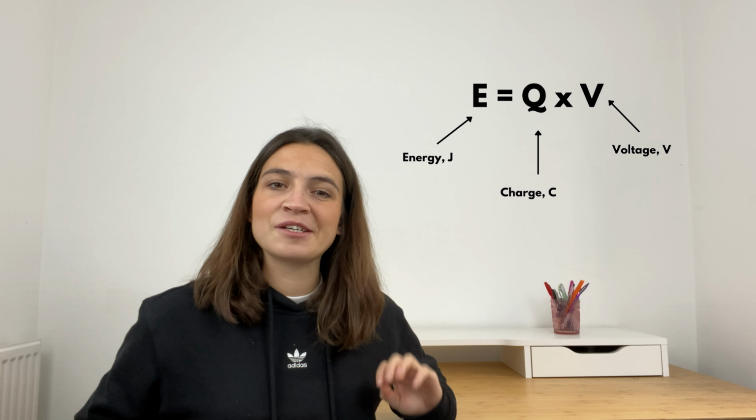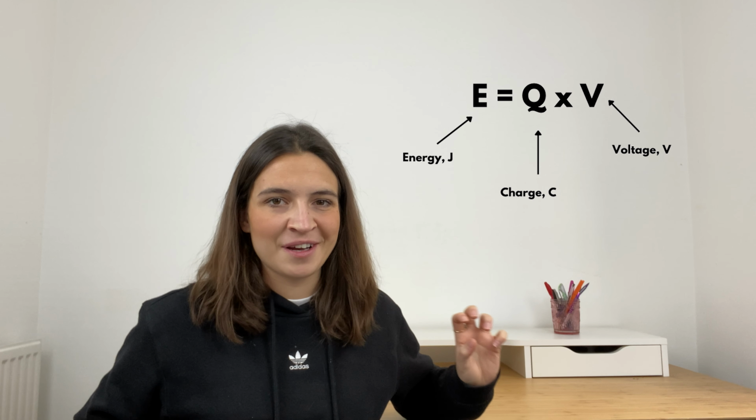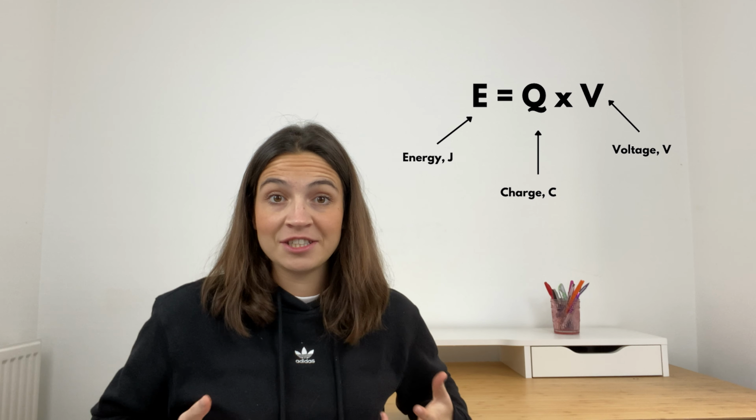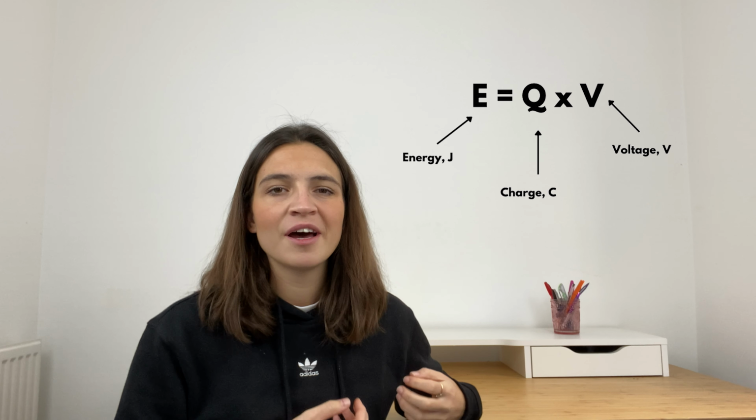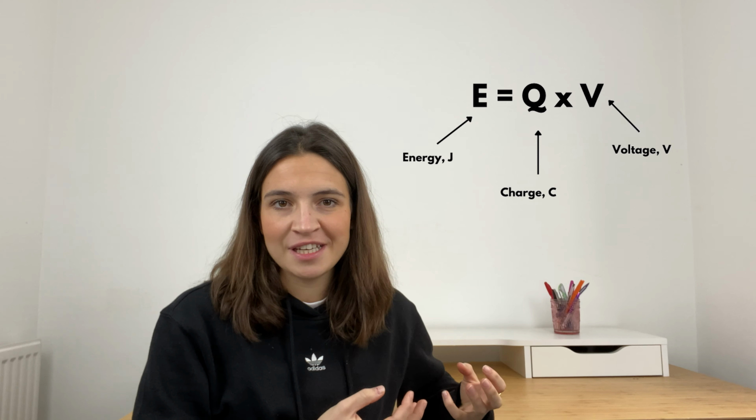Okay, now we all know that physicists love an equation. So here it is. E is equal to Q multiplied by V. E, energy in joules, is equal to Q, charge in coulombs, multiplied by V, voltage in volts. Let's do a quick example using this equation.